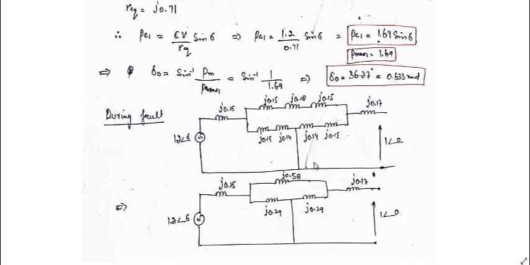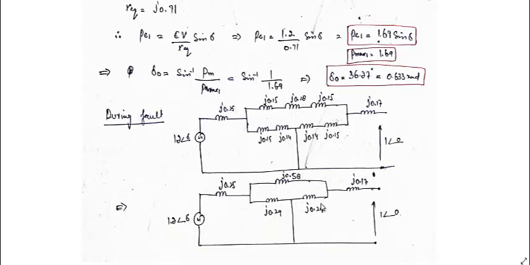During the fault, the equivalent circuit will look like this. This point may be connected to the ground, and the total reactance of this branch will be the summation of these three reactances, which is equal to 0.58. The reactance of this branch will be the summation of these two reactances. So it comes out to be 0.29, 0.29.